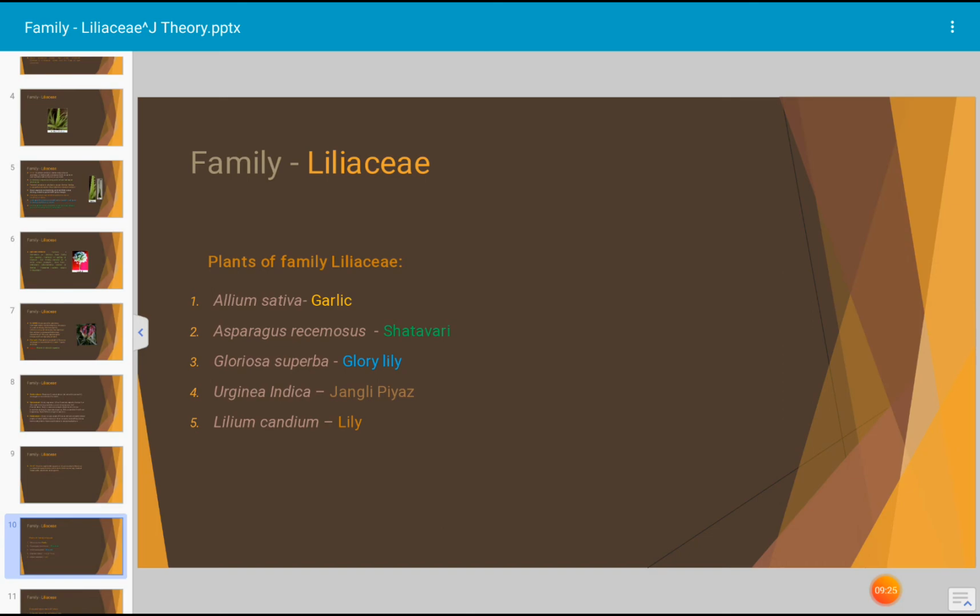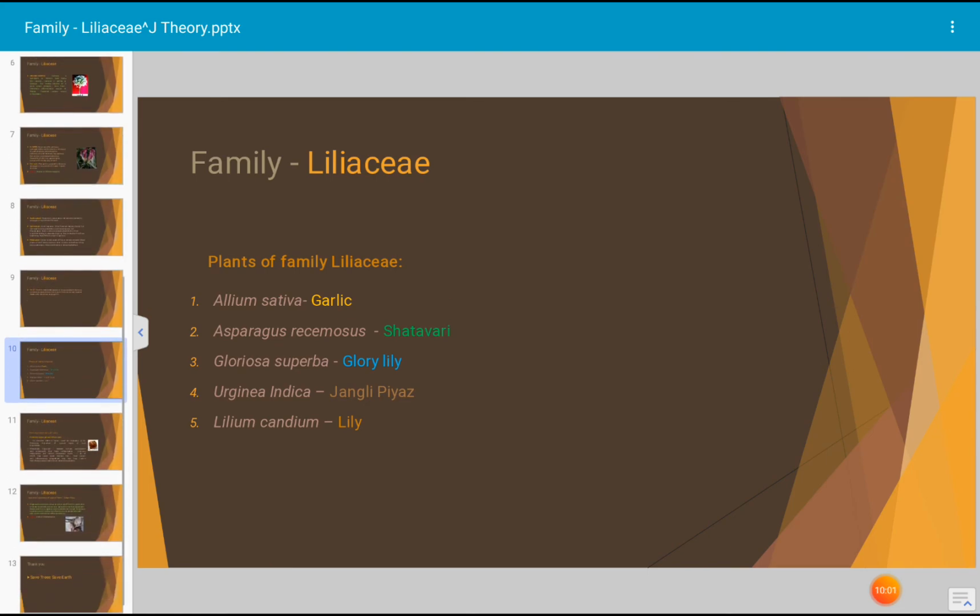Next, number 2, Shatavari, botanical name is Asparagus racemosus. And glory lily, its botanical name is Gloriosa superba. In Marathi, it is called Kallavi. And one more plant, that is Jungly Pyaz. Its botanical name is Urginea indica. And next, lily, Lilium candidum. In Urginea indica, always write the species name with a small letter.